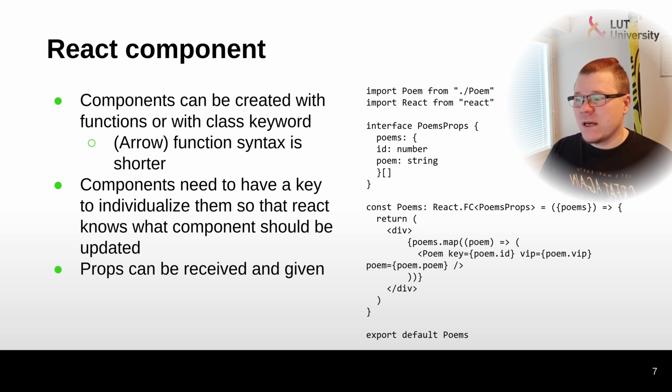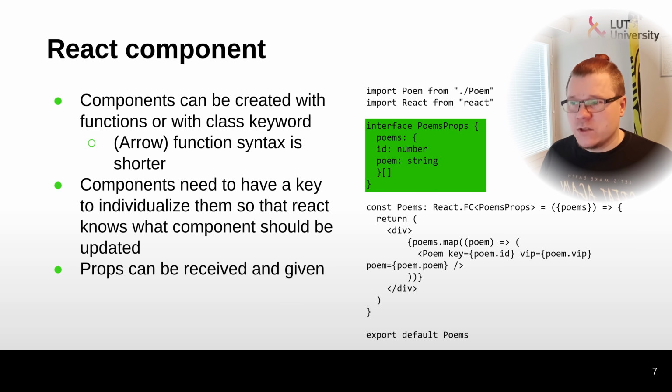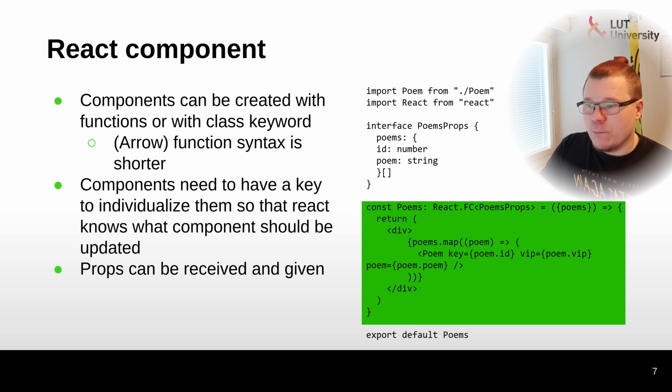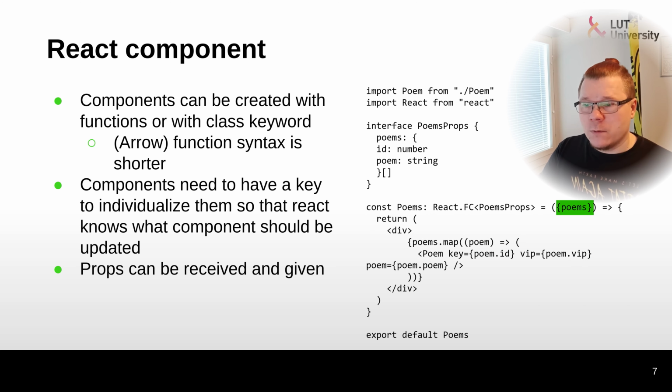And then props can of course be received and given. In this code we have this interface PoemsProps, which is pretty much the same as what we had on the Node.js part, these interfaces. And here we are building this component Poems, and it has one prop, poems. Actually, it's destructured props, so we are only taking the poems out of that.